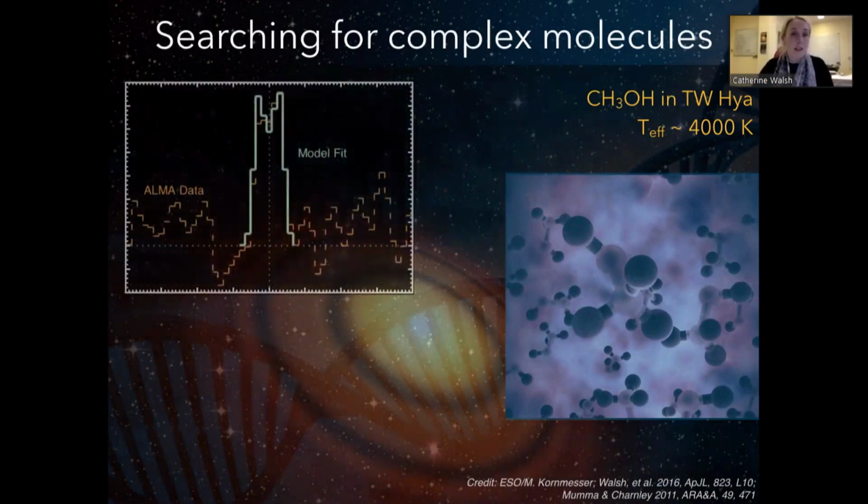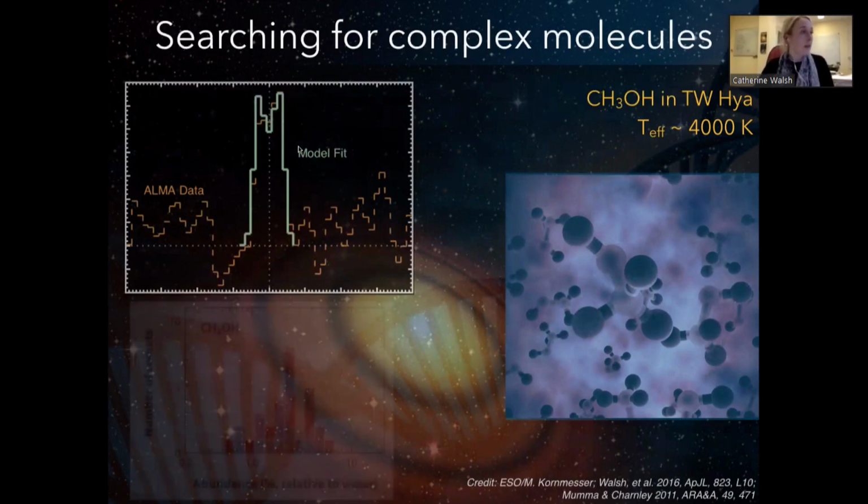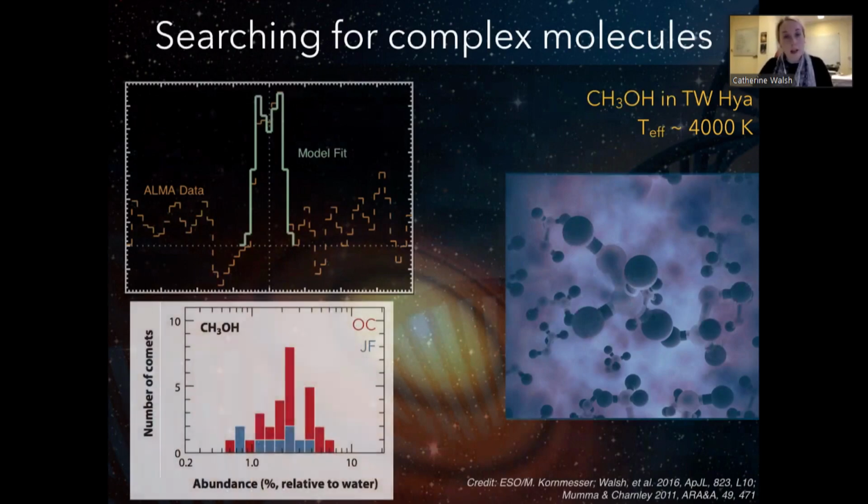So we pointed ALMA at TW Hya, and after a lot of data analysis to make sure that we had a clear detection, I show you here the spectral line that we see in orange with the model fit that we did to the data in green. So we had a nice greater than 5 sigma detection of methanol for the first time in a protoplanetary disk. Just to show you what the status of methanol in comets looks like, I show you the same plot as before, except for methanol.